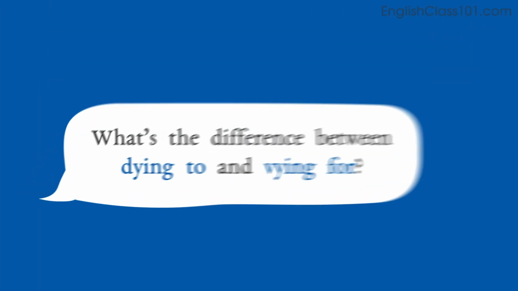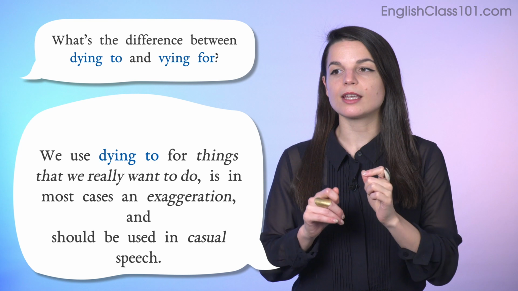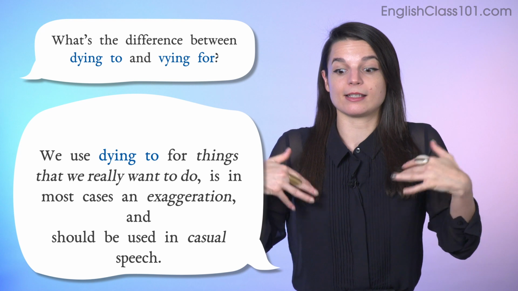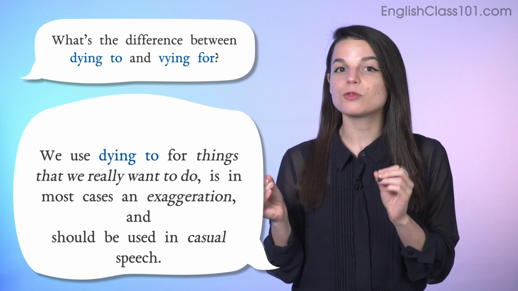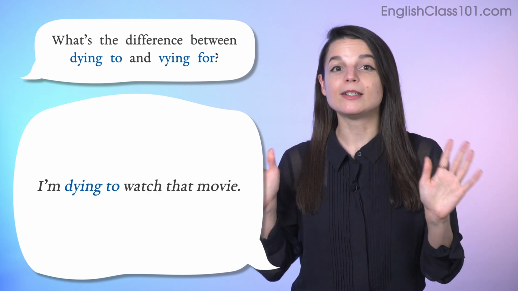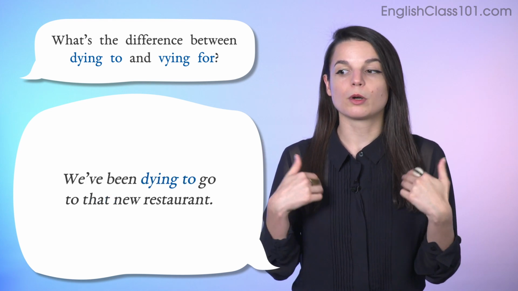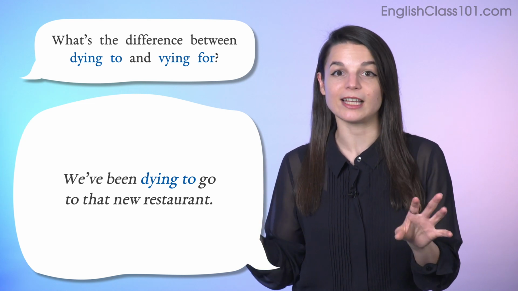Hi, Sanju. Sanju says, hi Alisha and team, how are you all? My question, what is the difference between dying to and vying for, and how do we use them properly? Okay, we use dying to for things that we want to do very, very much. So we're like exaggerating. We're making this desire for something seem much stronger than it is. We tend to use this in casual situations. For example, I'm dying to watch that movie. Or we've been dying to go to that new restaurant. So we're expressing a strong desire for something, and it's usually something that's kind of casual, kind of light.